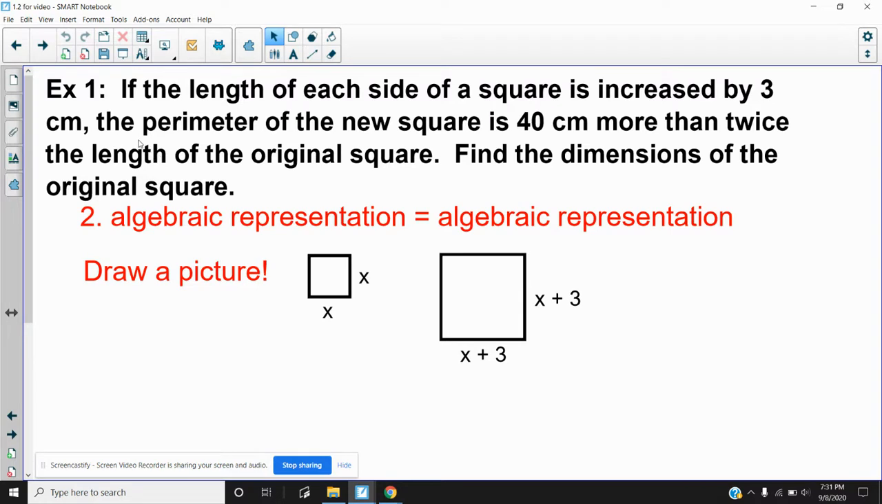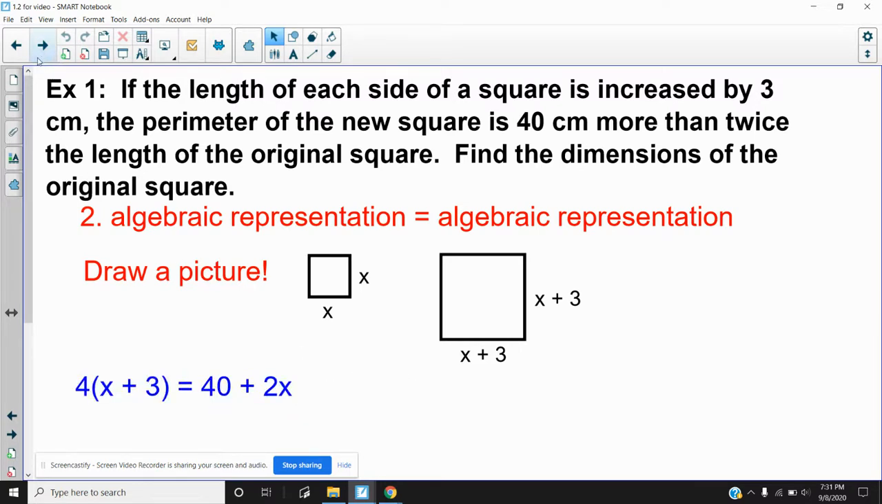Now the next part of the example tells us the perimeter of the new square, that's the bigger one, is 40 centimeters more than twice the length of the original square. So I make an equation out of that. How do I describe the perimeter of the new? How do I describe the length of the old?